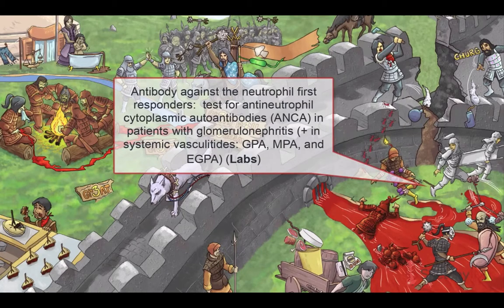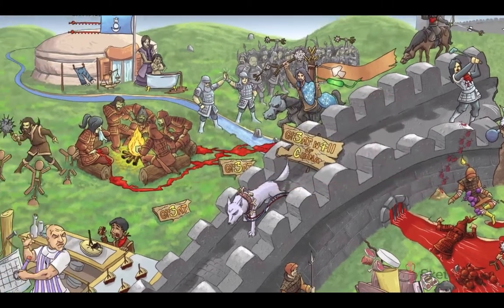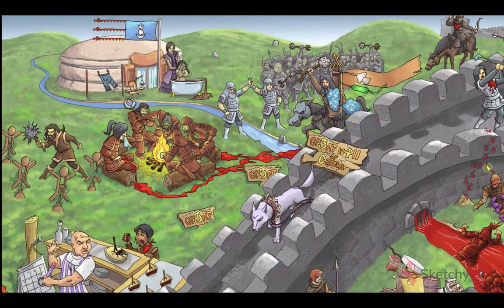At Sketchy, our recurring symbol for antibodies against the neutrophil is an antibody arrow directed against white cell-themed EMTs, because neutrophils are like the first responders of the immune system. Neutro first responders, if you will.